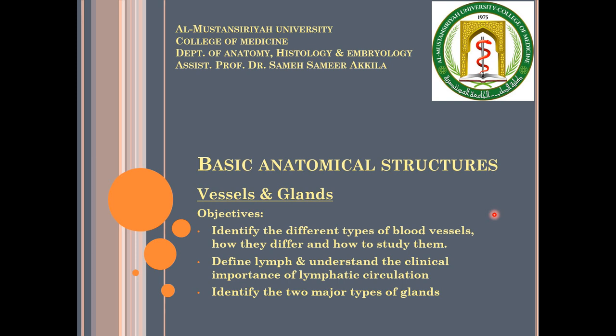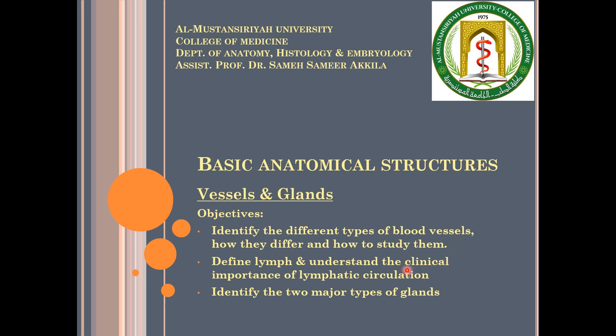Hello everyone, in today's lecture we will continue with the basic anatomical structures, and this time we will discuss vessels and glands. The objectives of this lecture are to identify the major types of blood vessels, namely arteries and veins, how to differentiate between them and how to study them anatomically.